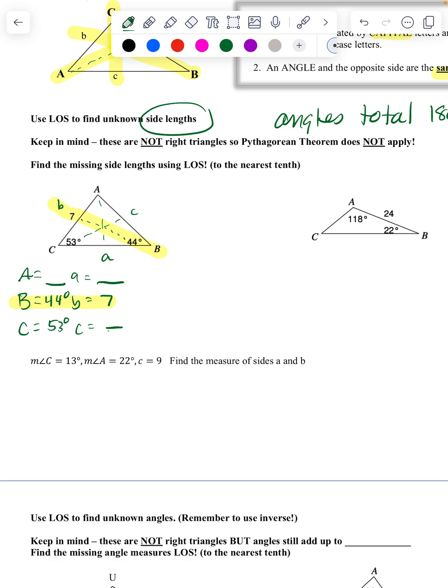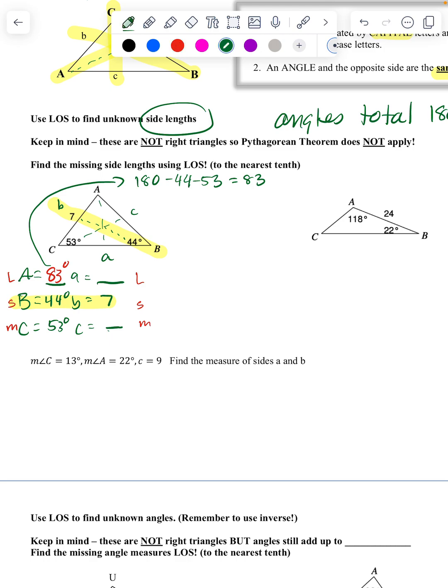Now, the easiest piece of information to get is actually angle A, because I can take 180 and then subtract the 44 and the 53 that they gave me, and that is going to give me 83. So that is going to be my angle A. Now, one thing to keep in mind is, this is the smallest angle, this is the medium angle, and this is the largest angle. So when I find my sides, this should be the shortest, a middle length, and the longest, just to kind of keep track of whether your answers are making sense.